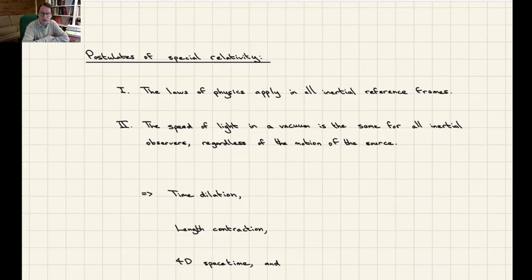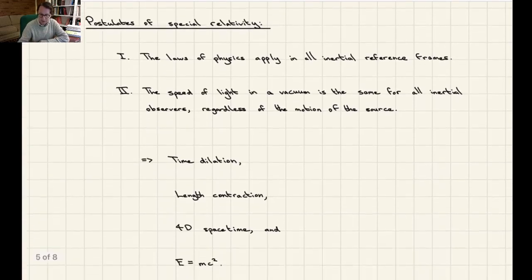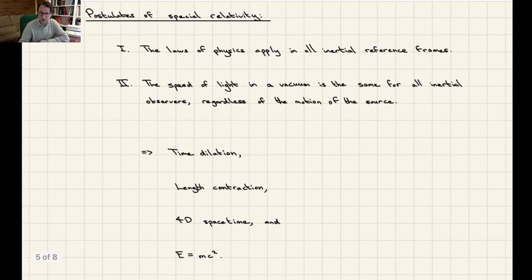So weird things will happen necessarily because of the constancy of the speed of light. And some of those weird things are that time will be dilated, so time will slow down in frames which are moving with respect to each other. Lengths will contract and shorten.